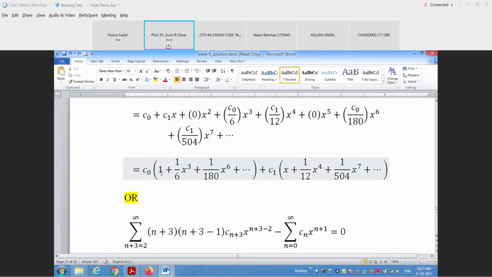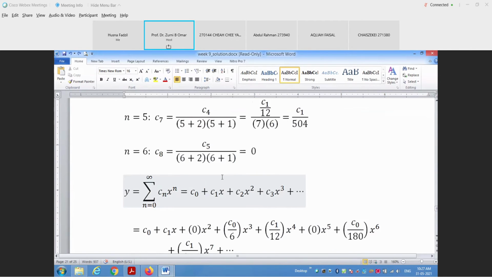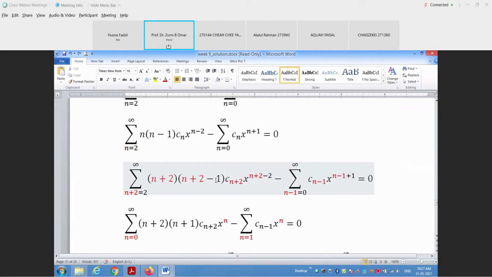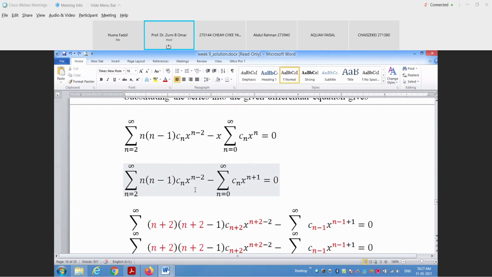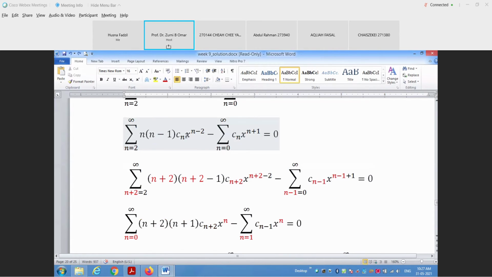This one will be your solution in terms of series. This is a power series, but you cannot write it in terms of a general series. We get this when we decided to change n x power of n minus 2 and x power of n plus 1 to x power of n. We want to change both powers to x power of n.